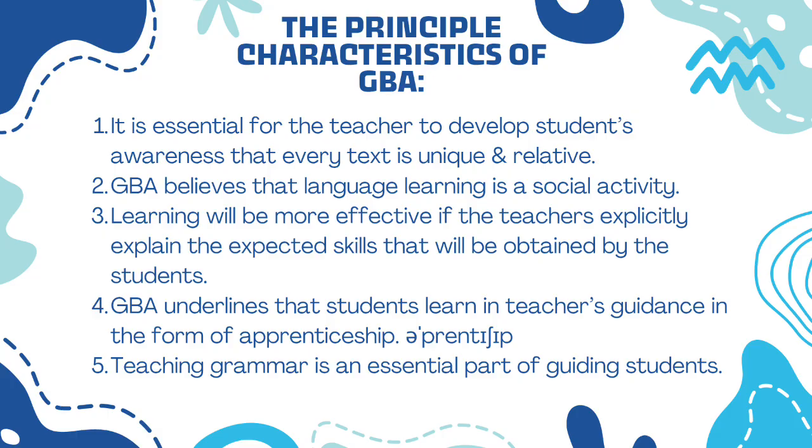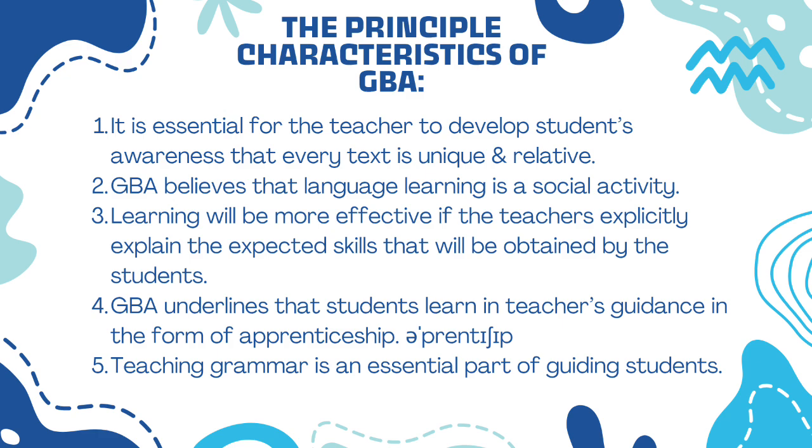Fourth, GBA underlines that students learn under teachers' guidance in the form of apprenticeship. This means that teachers act as experts who show how to read and write text, then help students create text together, until finally students are able to create text independently.